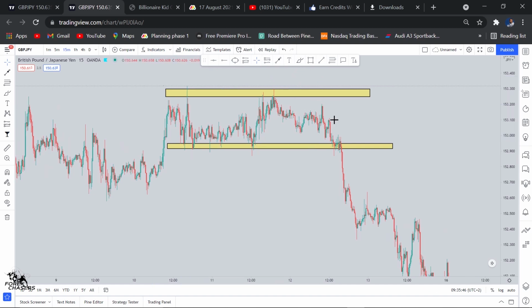and we wait for the market to break outside of this consolidation. So either the market is going to break to the upside, come for a retest, and then push to the upside, or the price is going to break to the downside, come for a retest, and then continue pushing to the downside.